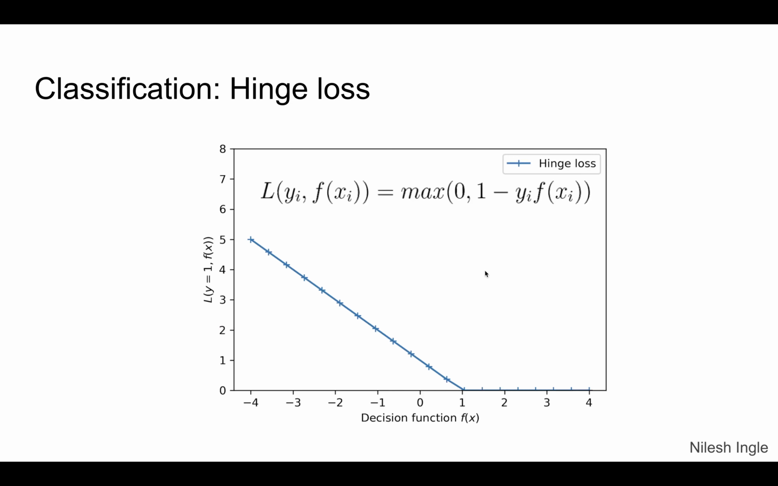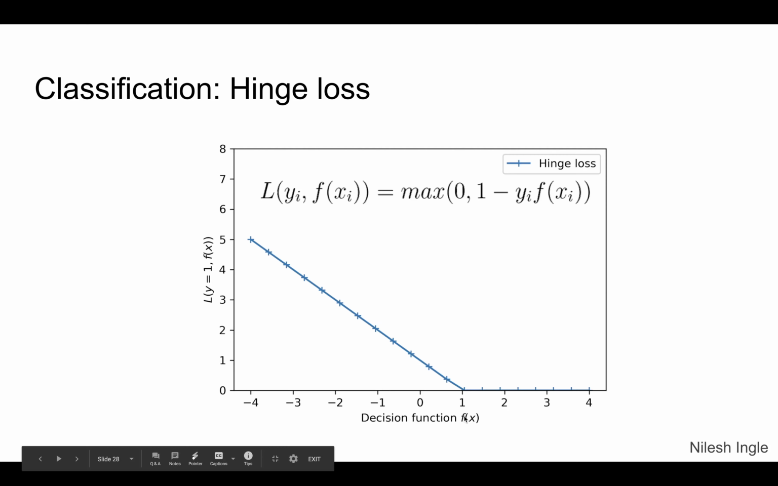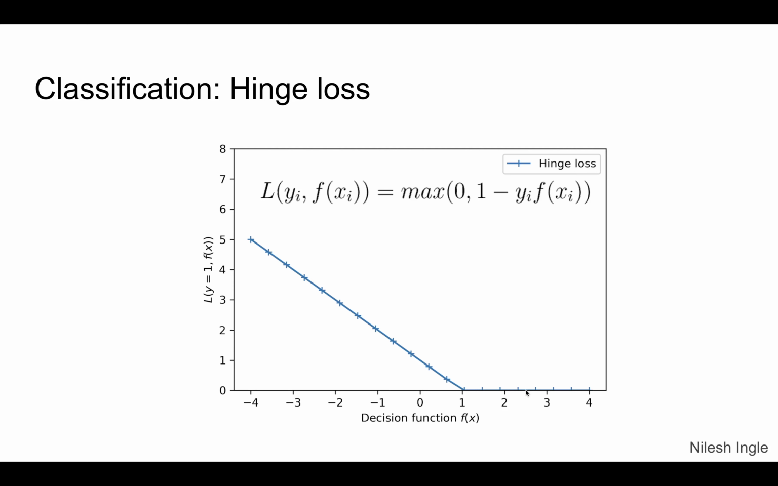Now the hinge loss function looks as shown here, where if the value of f of x is 1 or greater than 1, then the hinge loss is 0, so there is no penalty. However, if the value is less than that, then there is a penalty associated with that particular data point, and the amount of penalty is given by this formula, which is the max of 0 or 1 minus the product of yi and f of xi.